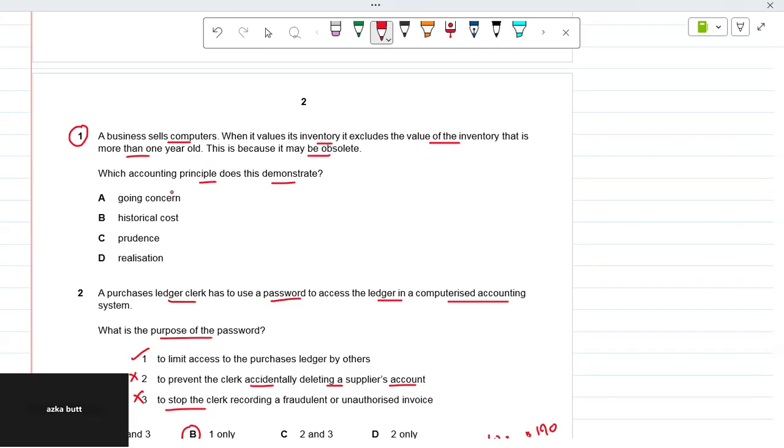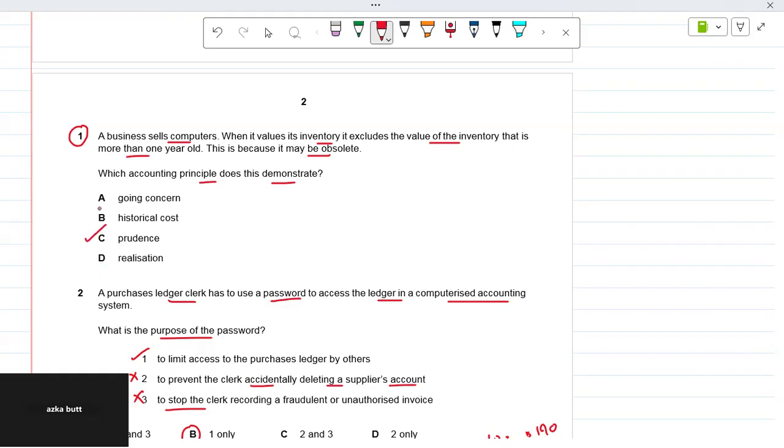Okay. So it is basically the prudence principle because this principle requires that assets and income should not be overstated, and liabilities and expenses should not be understated. It emphasizes caution in financial reporting, especially when there is uncertainty. So by excluding the value of inventory that is more than 1 year old, as it may be obsolete, the business is being cautious and avoiding the overstatement of its inventory value. So this aligns with the prudence principle. But let's see the others.